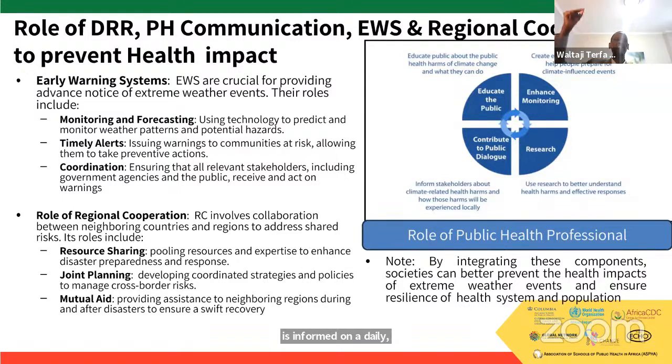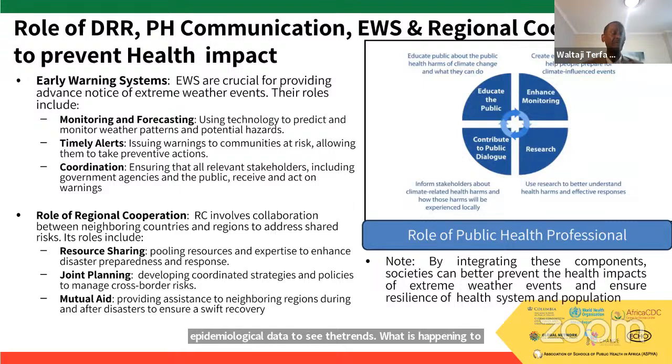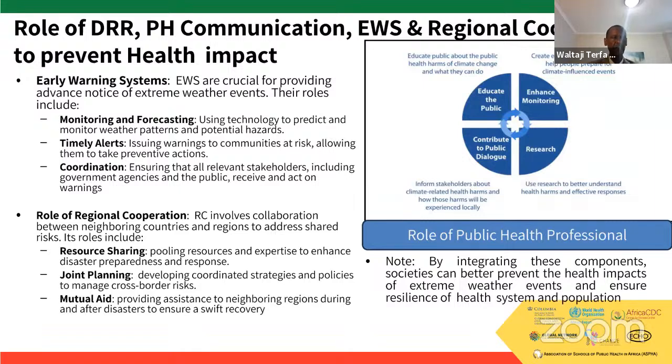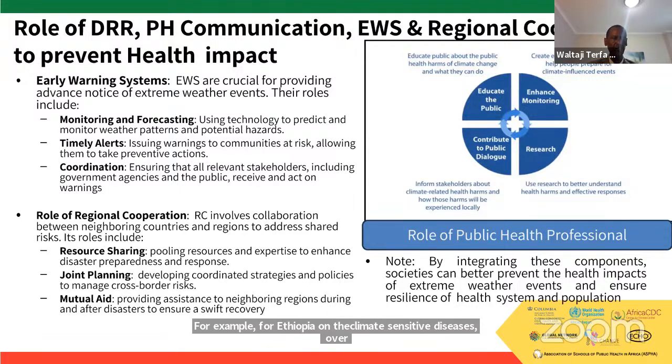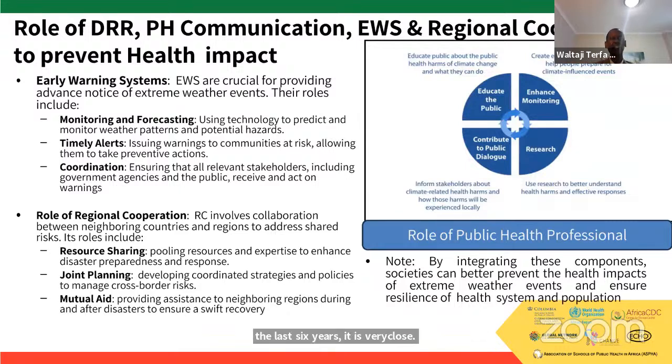For example, what is happening to malaria during the dry season and during the rainy season, and also to cholera and diarrhea. We have, for example, in this early warning, an alert and response system in Ethiopia for climate-sensitive diseases, which we have been implementing over the last 6 years with close to 20 sentinel sites. This is very important: forecasting those climate-sensitive diseases, and also timely alert and coordination to respond and then to recover from them.